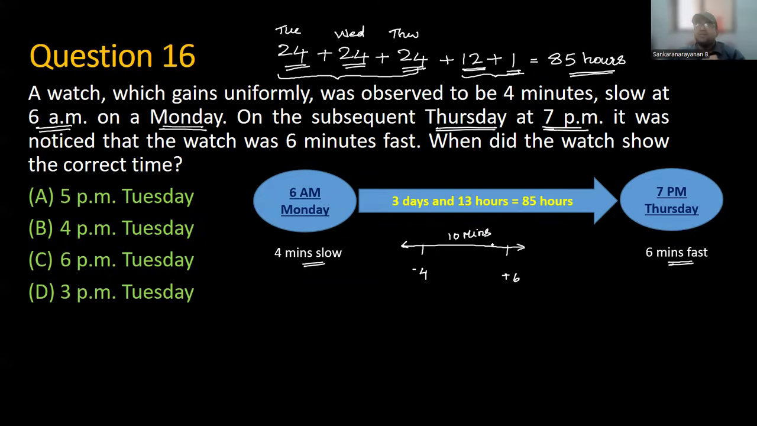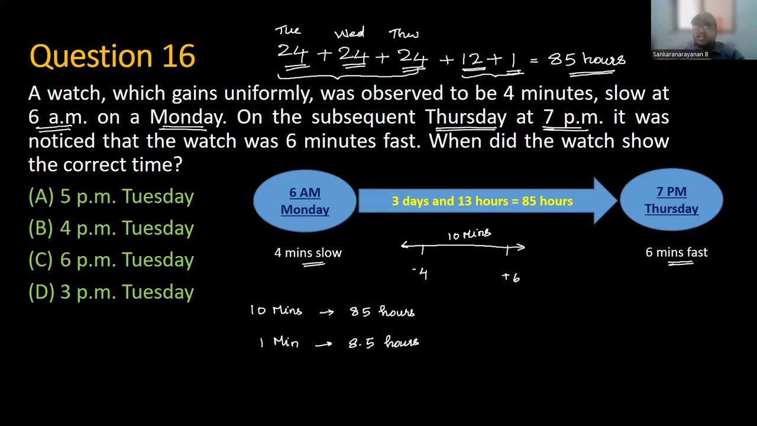Now, please note, in order to gain 10 minutes, this clock has taken altogether 85 hours. Don't you agree with me? From -4 to +6, in order to gain that 10 minutes, the clock has taken 85 hours, which means for gaining 1 minute, the clock has taken 8.5 hours.